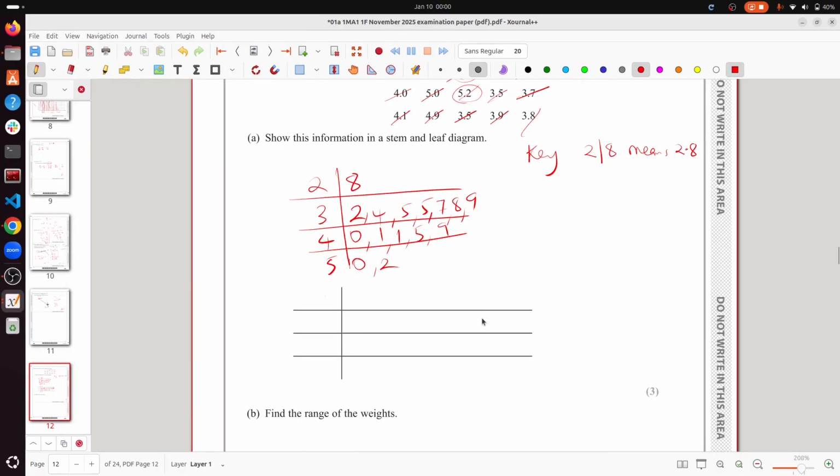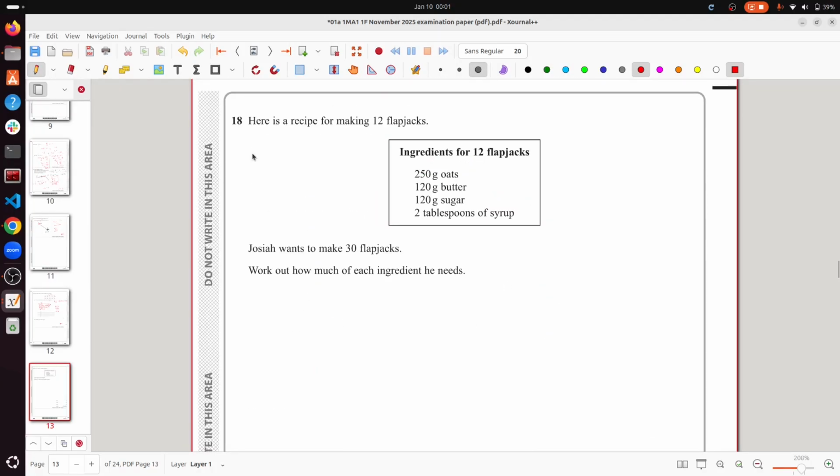So range means the highest take away the smallest. So the highest here is 5.2, the smallest is 2.8. Let me put that in order. 5.2, 2.8, 2.4 kilogram.